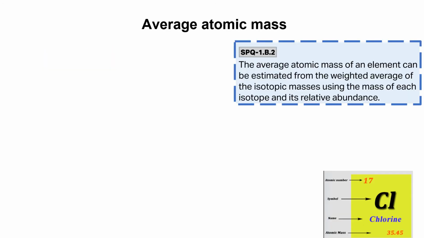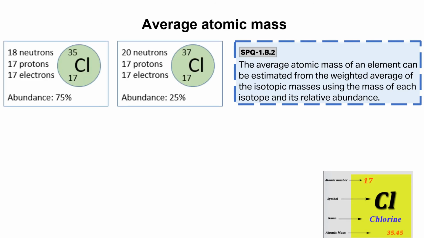Now let me tell you what average atomic mass is. Average atomic mass of an element can be estimated from the weighted average of the isotopic masses, using the mass of each isotope and its relative abundance. So whatever information we get from the mass spectrum, that is the number of isotopes and their percentage abundance, from that we can calculate the average atomic mass. Now why is average atomic mass important?